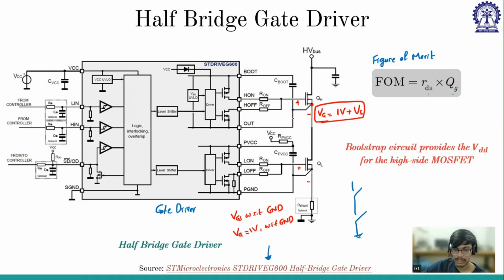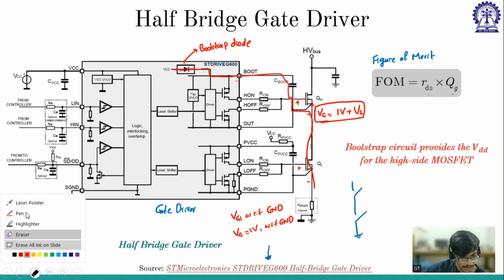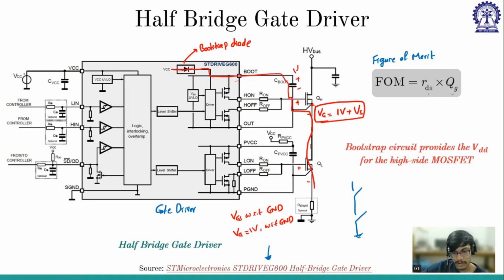So what happens is whenever this low side MOSFET is on, it has a bootstrap diode. This is the bootstrap diode. This bootstrap diode charges this capacitor because this is grounded. So I'll draw in this circuit. Sorry, this is shorted. So whenever this low side MOSFET is on, the capacitor is charged to VDD.